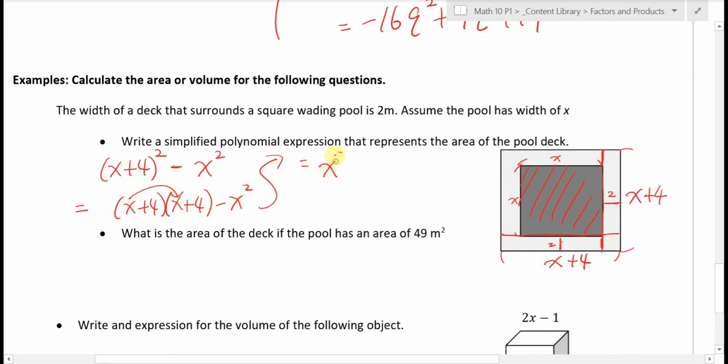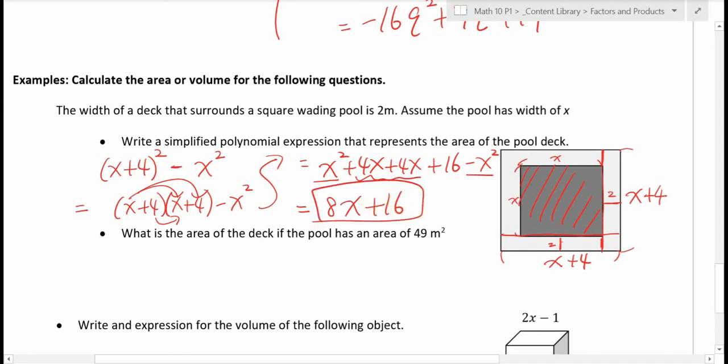Okay, and now we can expand. That's x times x, x squared, x times 4, that's plus 4x. Again, this is a perfect square. You can see that's because it's x plus 4 and the whole thing squared. Again, notice that pattern. The middle terms are identical, right? That's 4 times x, so that's 4x again. 4 times 4 is 16, and we still have the minus x squared. Now we combine like terms. That's x squared minus x squared, no more x squared. 4x added together, you get 8x plus 16. So that's the simplified expression of the area of the pool deck.